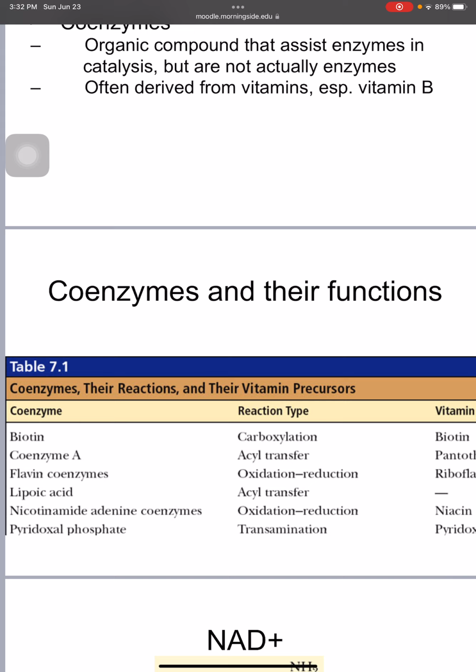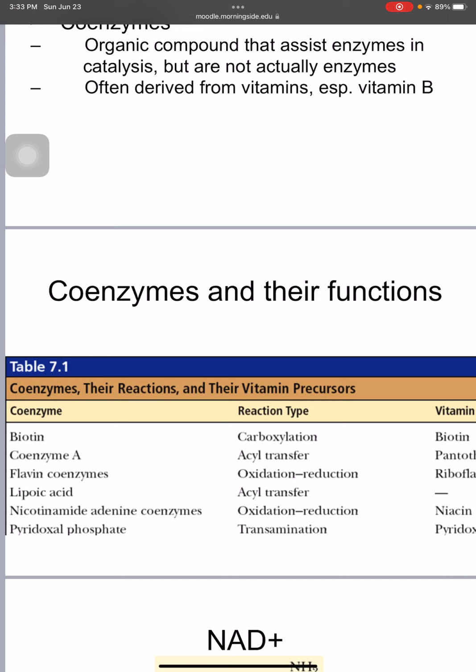Coenzyme A, you've probably heard of that before, right? If you haven't, trust me, you will. That's used to transfer acyl groups or carbonyl groups from structure to structure. Lipoic acid, again, also used for transfer. Flavin coenzymes used for redox processes, et cetera, et cetera. I'm not going to go through all of them.